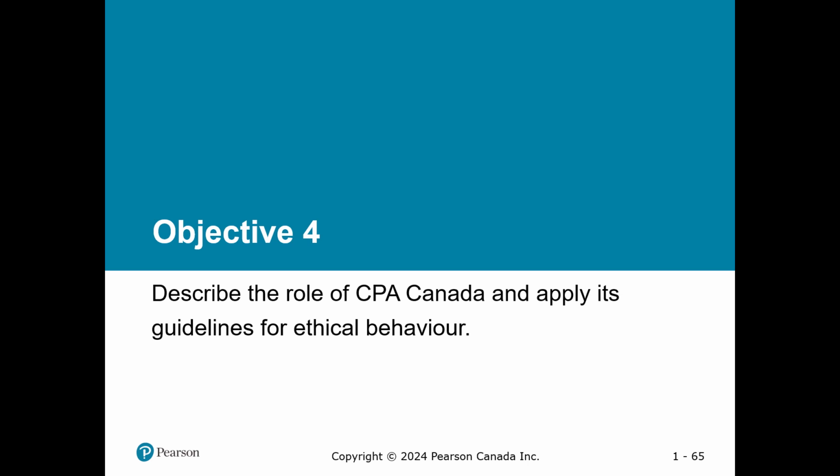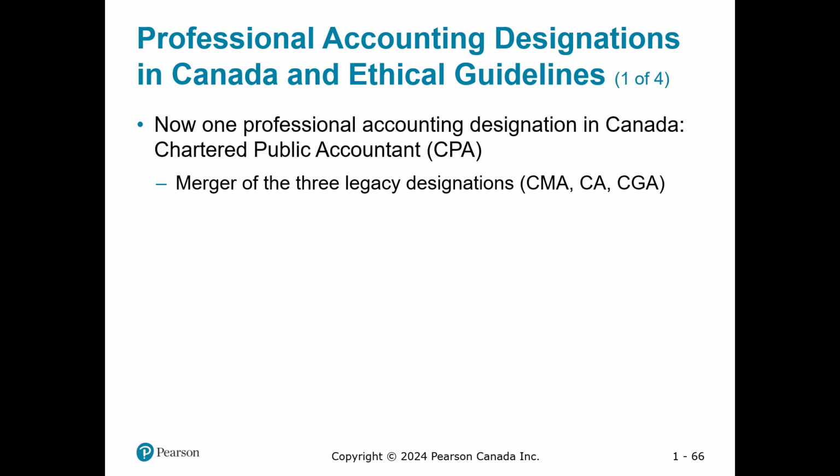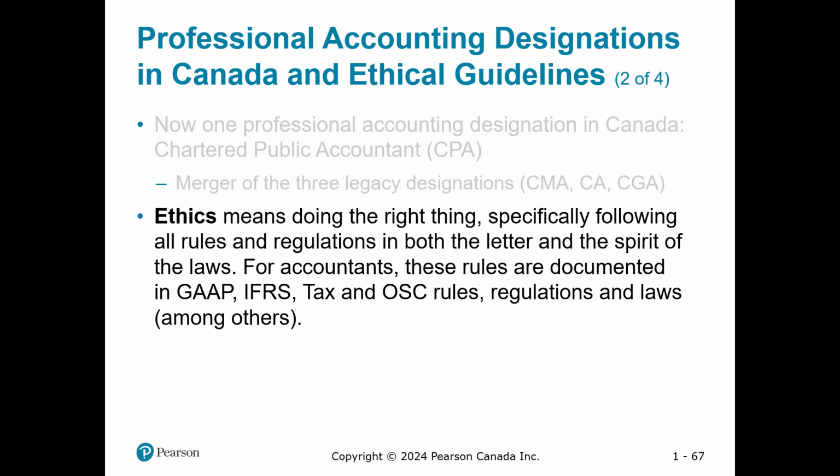Let's move on to Objective 4. Describe the role of CPA Canada and apply its guidelines for ethical behavior. If you have a professional accounting designation in Canada, you're talking about being a CPA, a Chartered Public Accountant. We no longer have CMA, CA, and CGA. We are simply one group, and it's all CPA, Chartered Public Accountant.